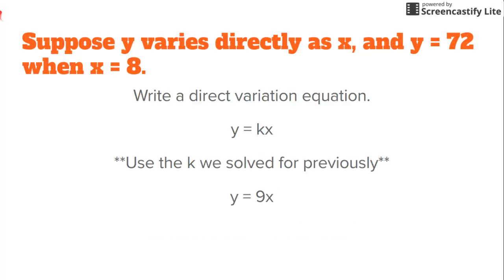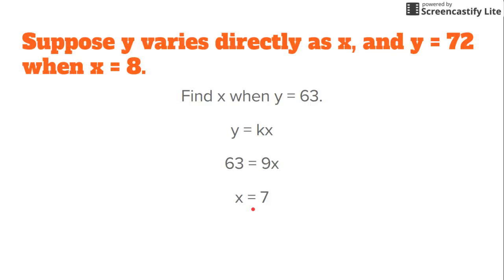Now we're going to use the same problem and what we just calculated on the previous slide to write a direct variation equation. You're still using that same form, y equals kx. And you're just going to fill in the constant of variation that we solved for in the slide before. So we knew that k was 9. So we're just going to write y equals 9x. And then we could use this right here to graph it if we wanted to.